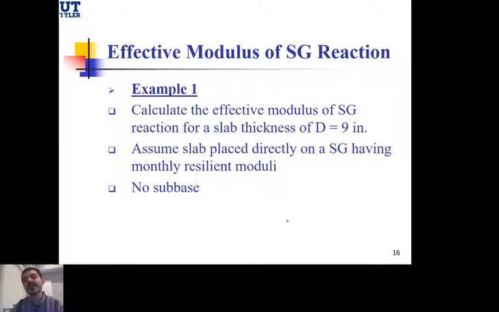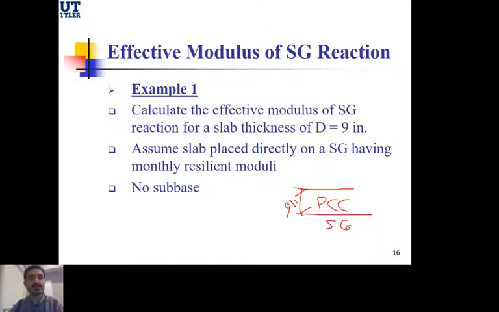So let's calculate the effective modulus of subgrade reaction for a slab thickness of 9 inches. We're going to assume that the slab is placed directly on a subgrade having a monthly Brazilian modulus, and there is no subbase. So in this case, we're going to have a structure that is PCC, which has a thickness of 9 inches, and then underneath it there is a subgrade.